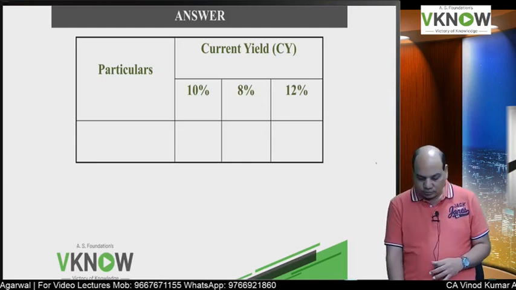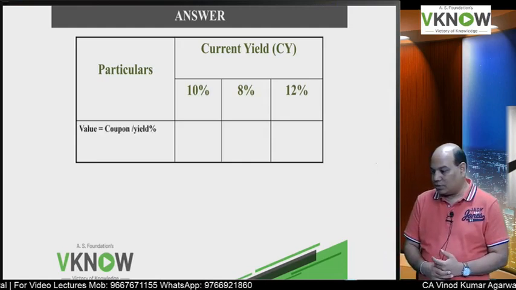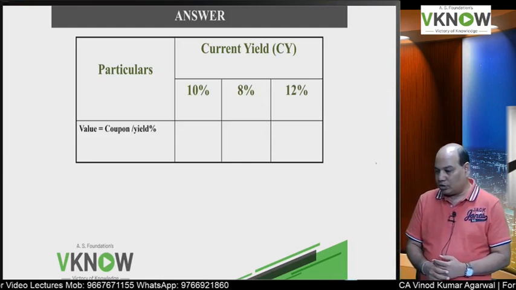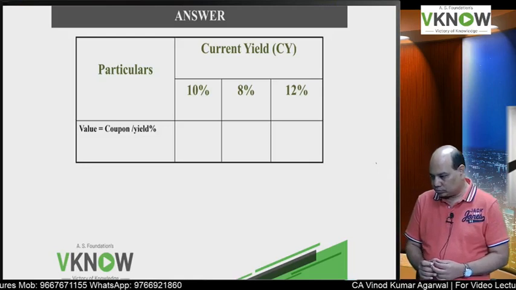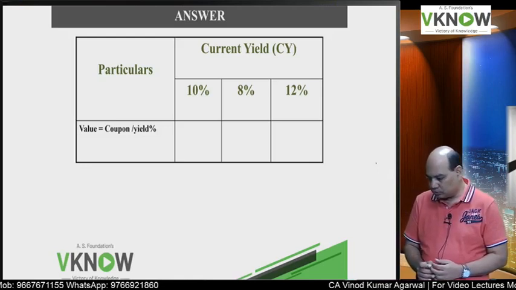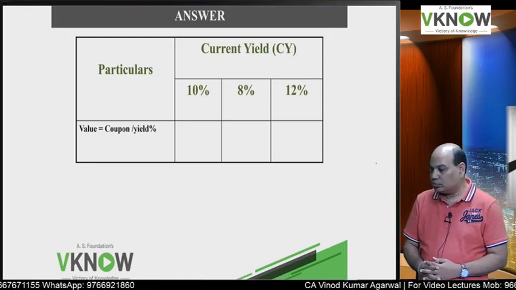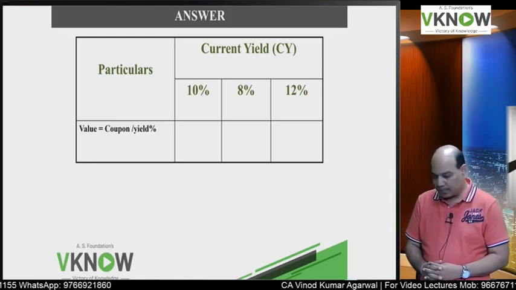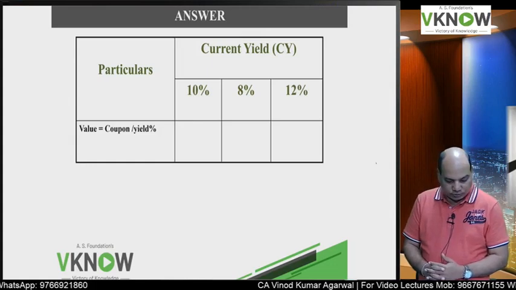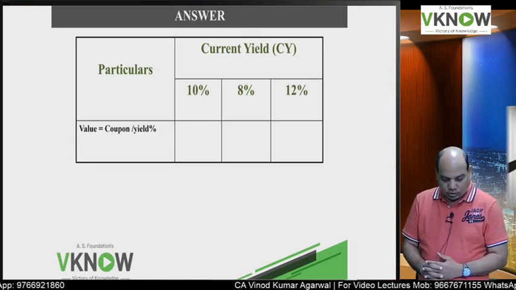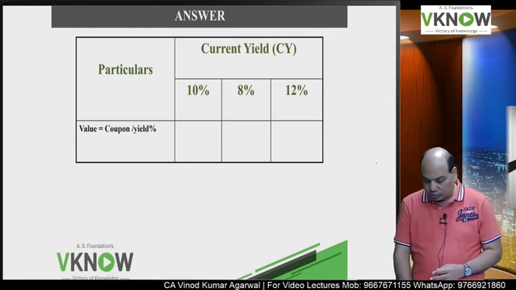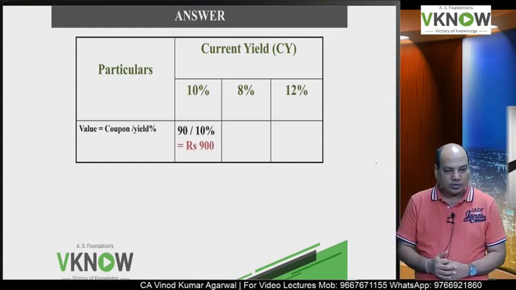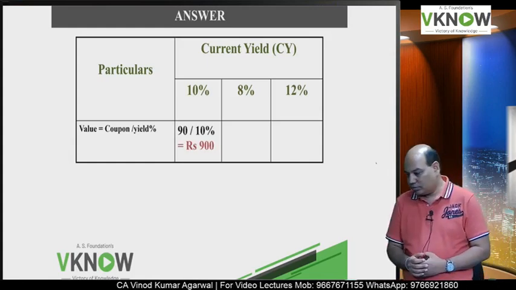Write down. So first you write down formula on the left side. Value of the bond is equal to coupon upon yield percentage. Then you write down coupon is 90 divided by 10%. So that comes to 900.